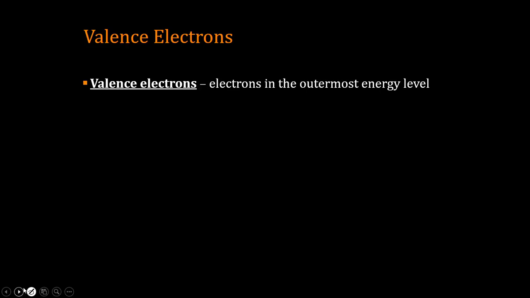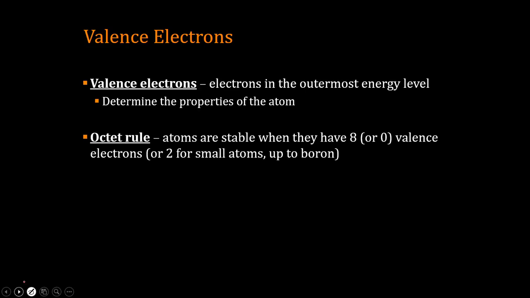Now, like I said, these are the ones in the outermost occupied energy level. And they determine the properties of the atom. By properties, I mean chemical reactivity, what kinds of things these atoms will do. They do follow the octet rule, which means if they have 8 valence electrons, they don't do a whole lot. If they have less than 8 valence electrons, they will form bonds in order to get to 8. So 8 is the magic number, and it's stable.